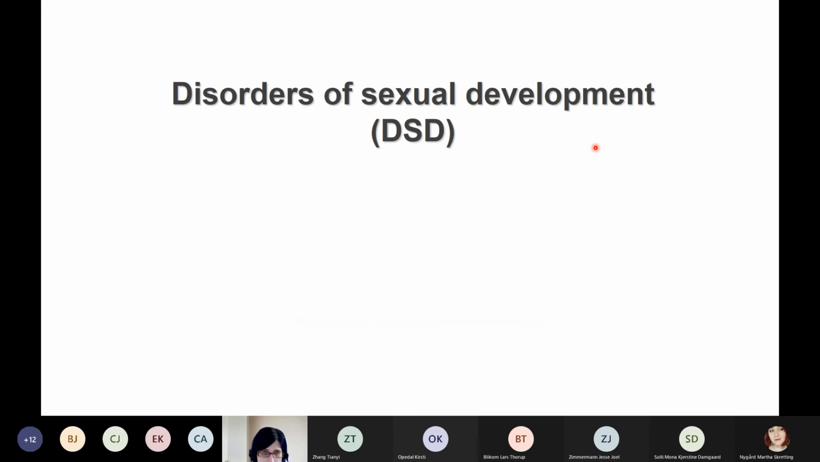During this entire path, from the beginning with the zygote until we reach the development of the external genitalia, we can have many problems, not only starting with the zygote, but already starting with the meiotic divisions happening in the parents. And we can have many types of these disorders of sexual development.